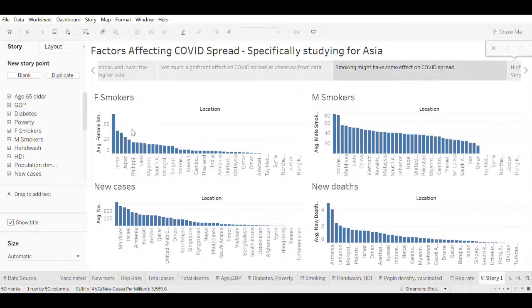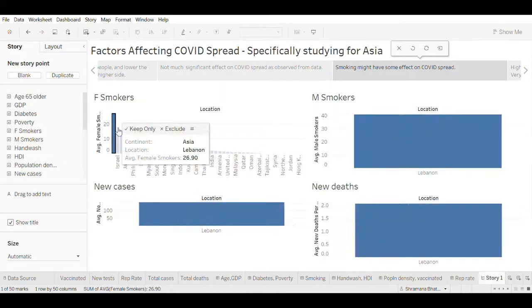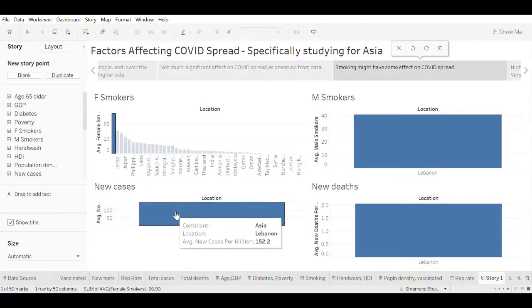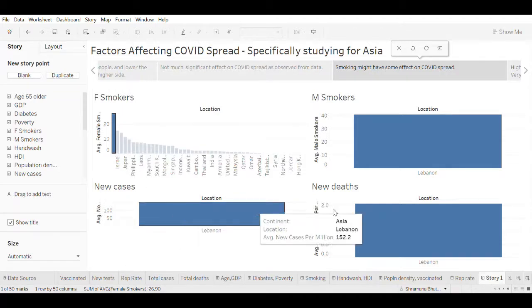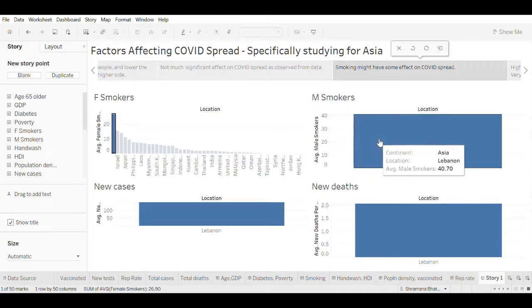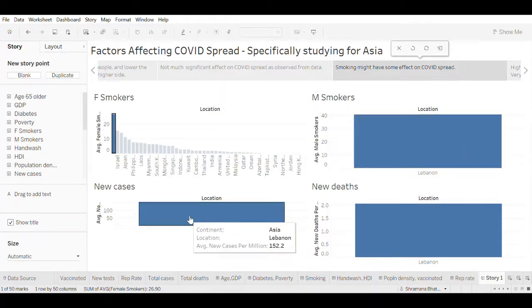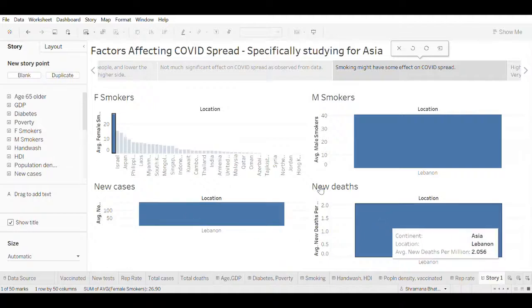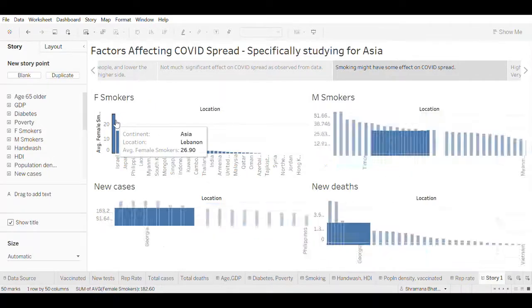Let's check for Lebanon. See, new cases are quite high, death is also quite high. Very high female smokers, and male smokers are also on the higher side. So, yes. So maybe smoking has some significant effect on the COVID spread.